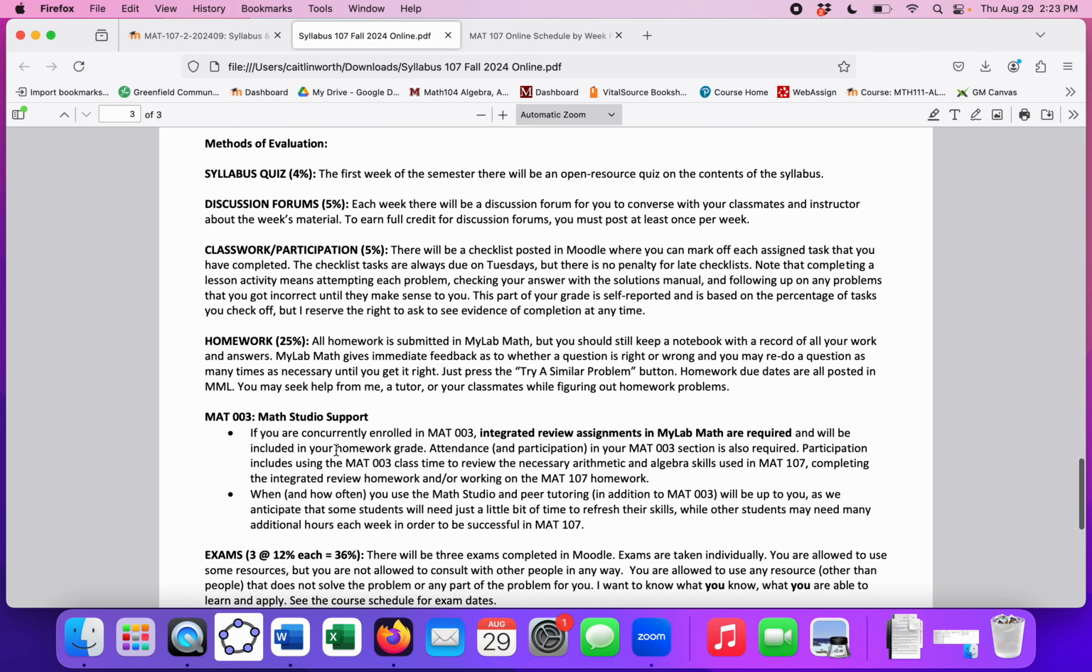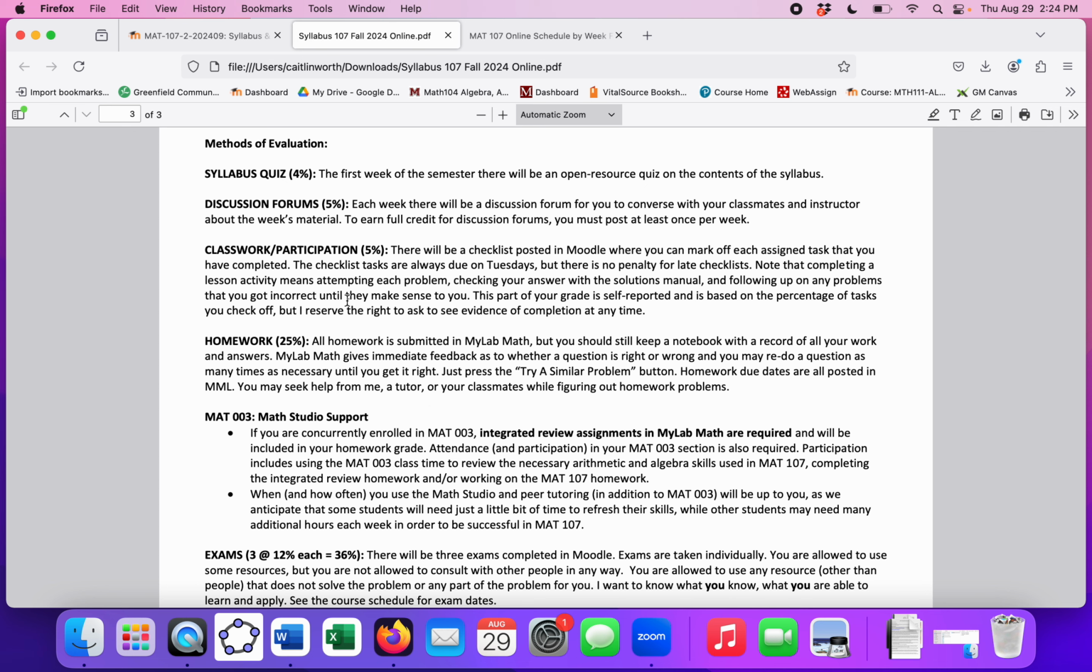Let's look at grade. So methods of evaluation, syllabus quiz. I've gone through most of the items on this syllabus. I want you to also read it very carefully. And then you're going to take a syllabus quiz in the first week of the course. It's worth 4% of your grade. It's open resource, so you can look at the syllabus while you take it, and you should get 100%, and that's a free 4% of your grade. Free 4 points.